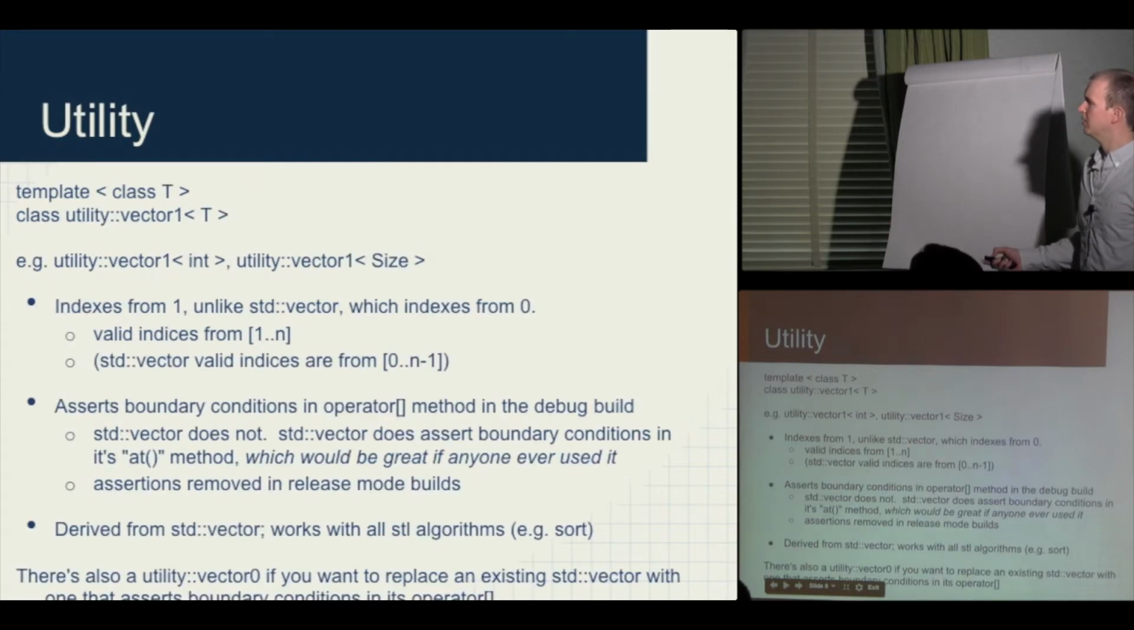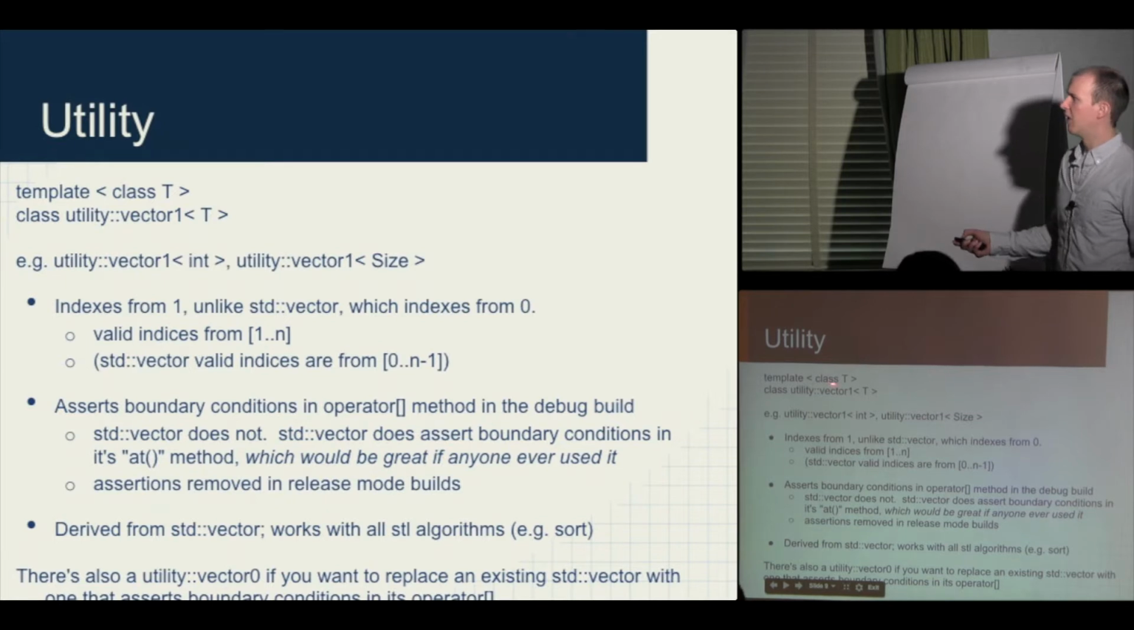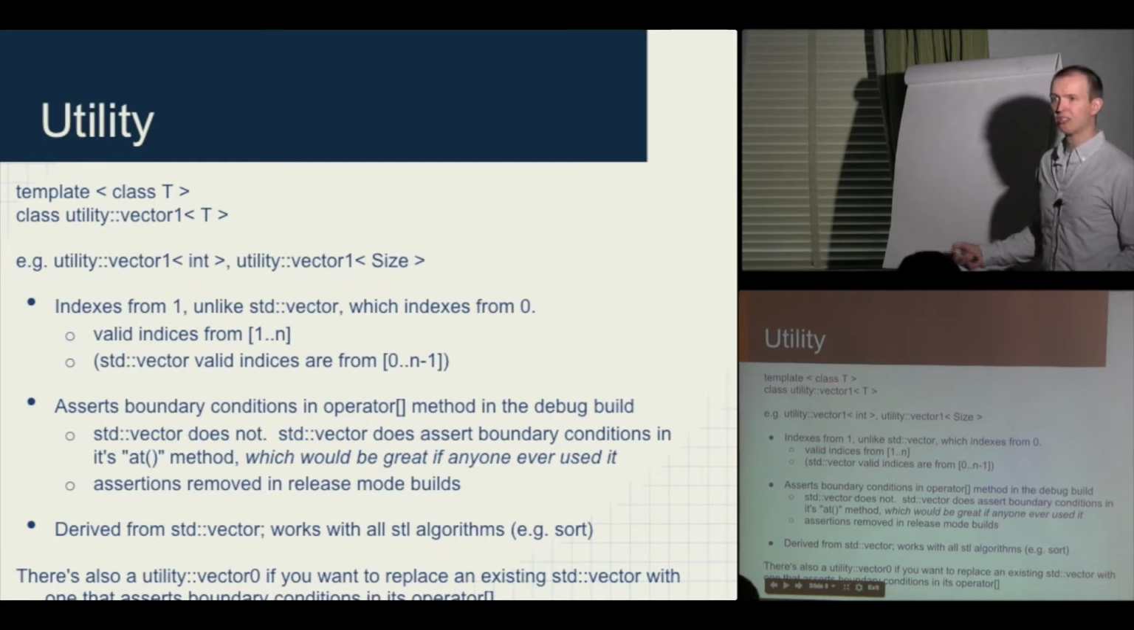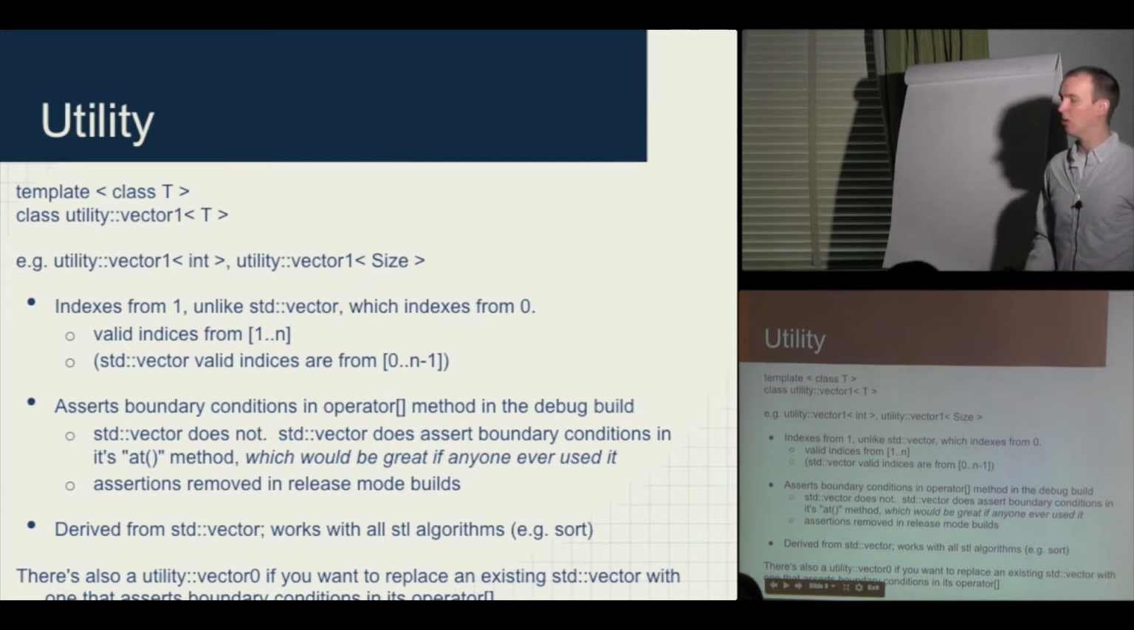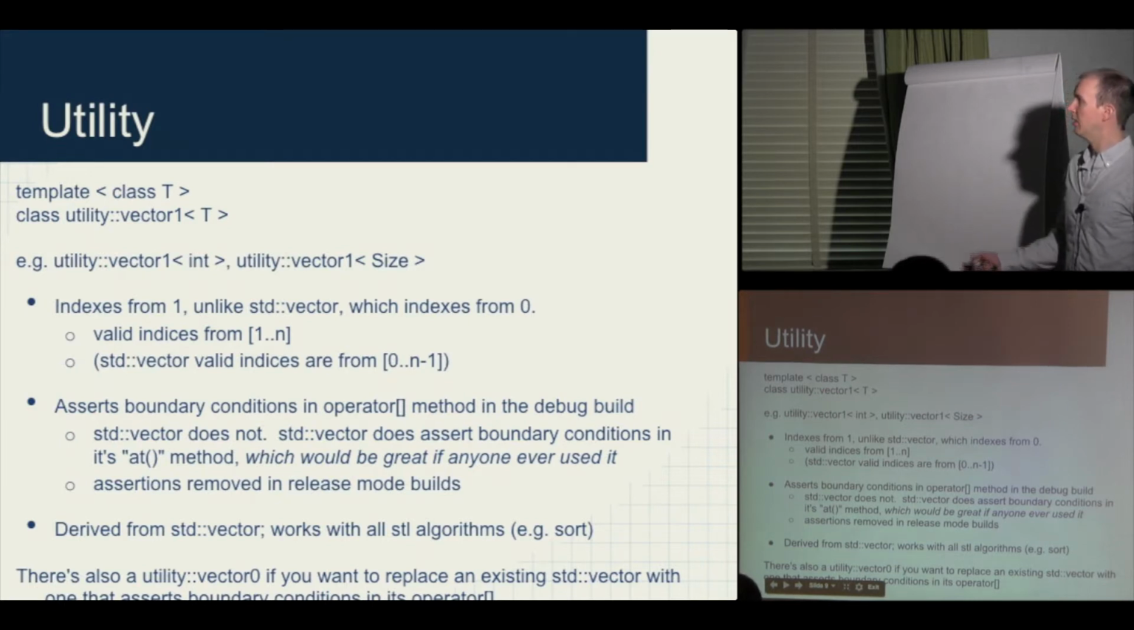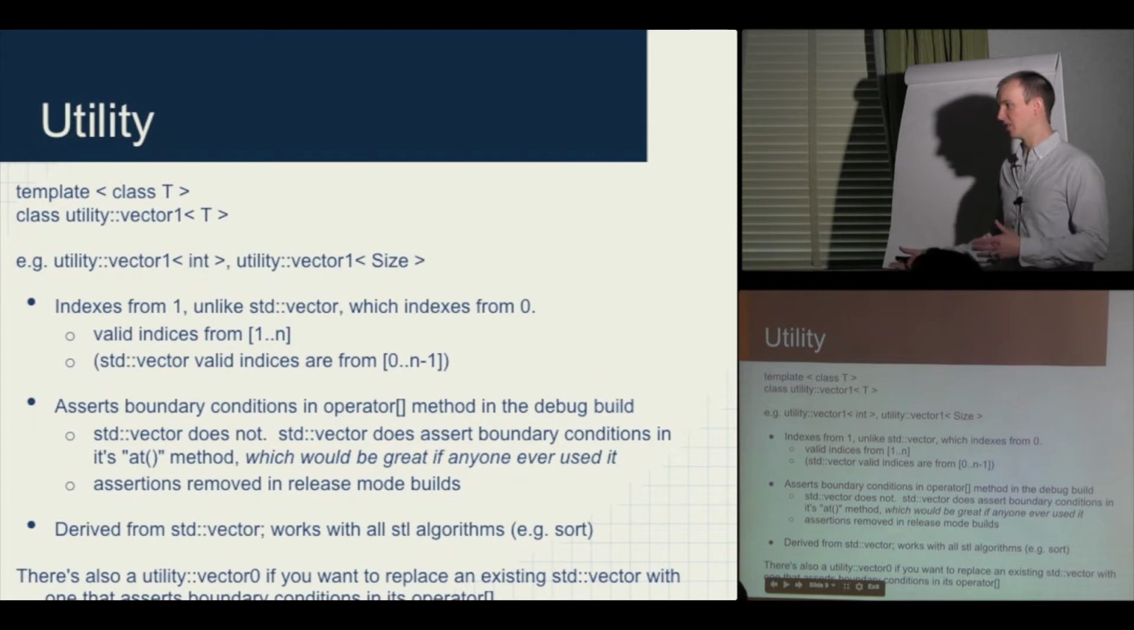So the first one is utility vector 1. It's templated on the class that you're going to try to put into the vector. So you could template it on integer, or size, or real, or pose. You can put anything you want in utility vector 1. It has this nice property that it indexes from 1, which is what all of Rosetta uses.